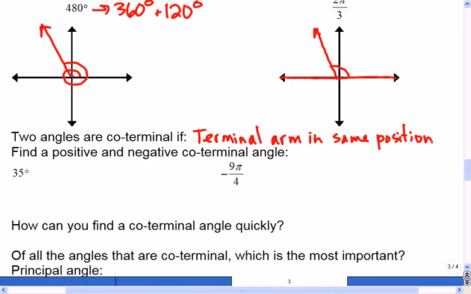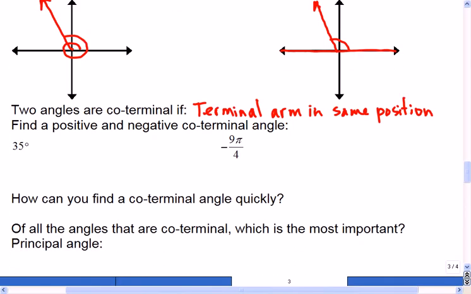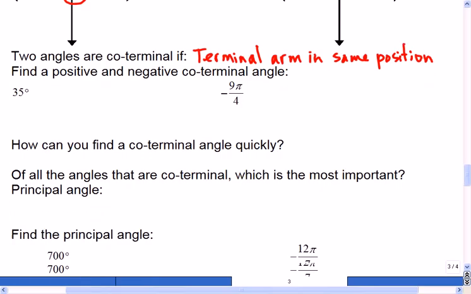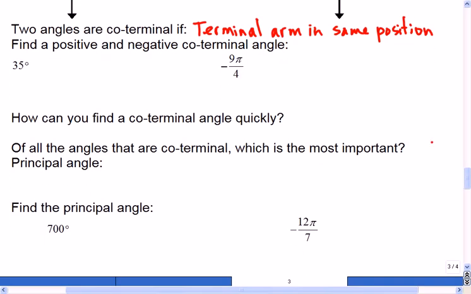Okay, so that's what we mean when you hear the word coterminal: they may have different values, but the terminal arms end up on the same spot. So, what I'd like you to do is find a positive and a negative coterminal angle, one using degrees, like 35 degrees, and one using radians. Find one which is positive and coterminal, and one which is negative and coterminal. So what's one coterminal angle of 35 degrees?